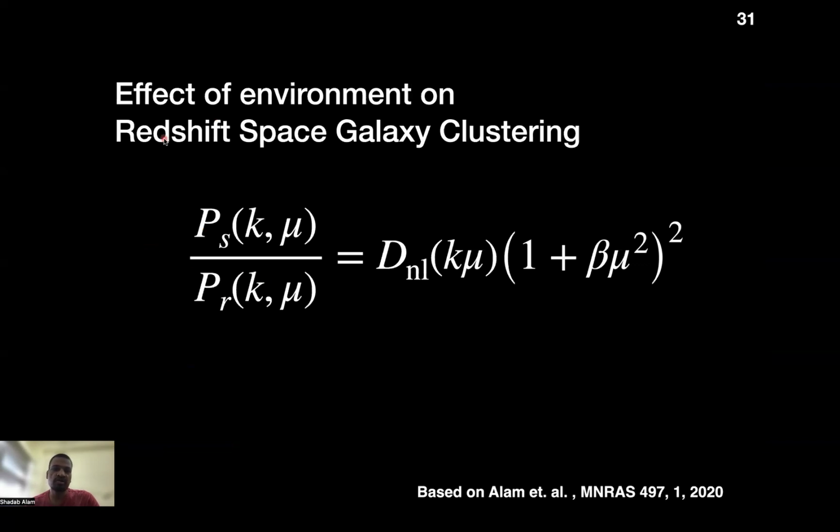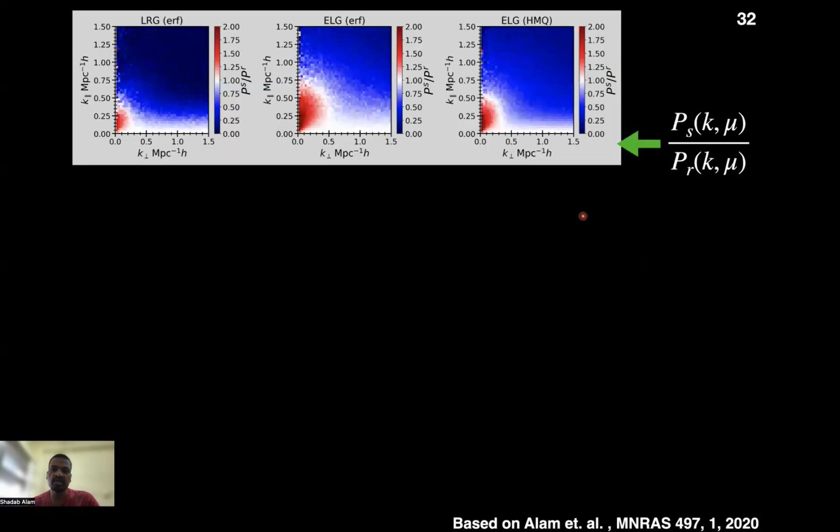If I want to think about the effect of galaxy physics on this, then generally I can write that the ratio of the redshift space power spectrum to the real space power spectrum is roughly two terms: one is the nonlinear term and one is the Kaiser formula. Let me show you an illustrative example in simulation. I'll show you the ratio of the power spectrum.